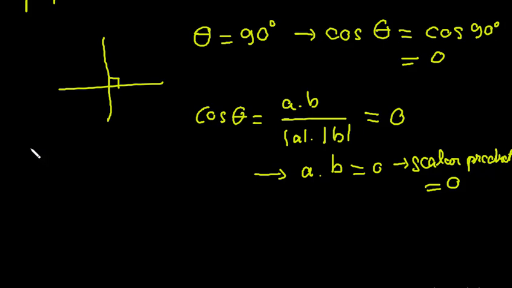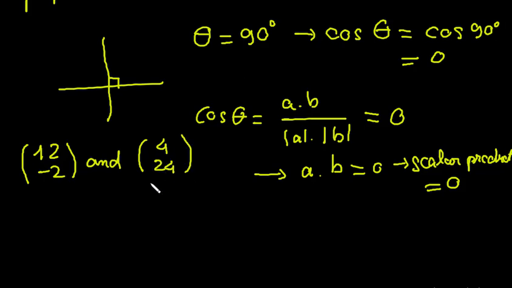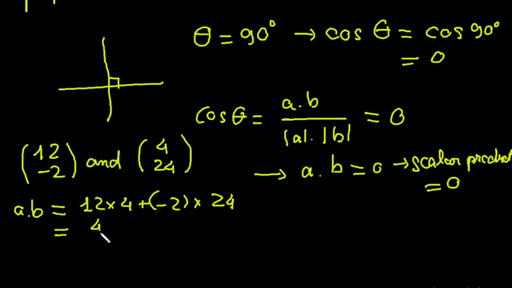That's how we can prove it. I have two vectors: this one, 12 and minus 2, and this one, 4 and 24. So let's see whether these two are perpendicular or not. We have A multiplied by B equal to 12 multiplied by 4 plus minus 2 multiplied by 24, equal to 48 minus 48, equal to 0. So these two vectors are perpendicular.